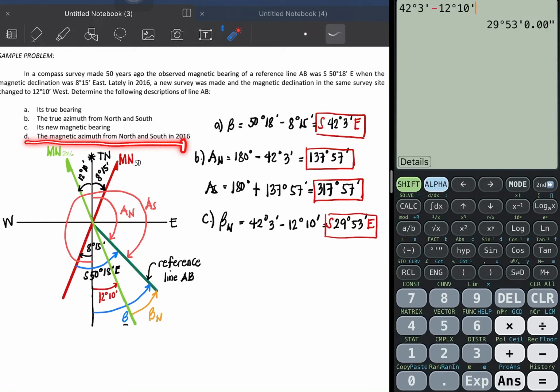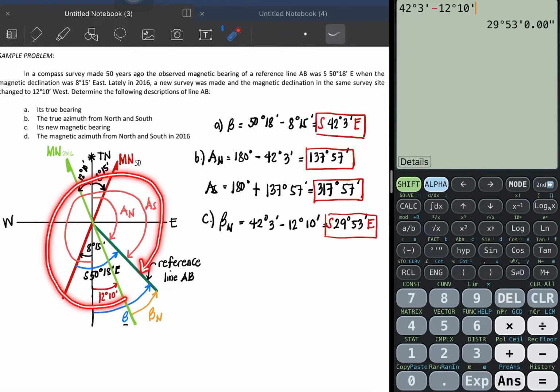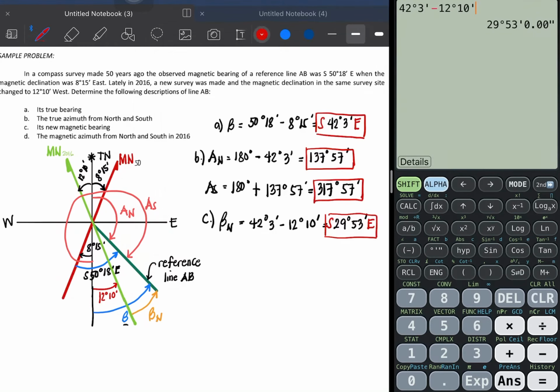And then lastly, for letter D, you have the magnetic azimuth from north and south in 2016. So you will start from the magnetic north during 2016. Magnetic north and magnetic south. So this one, let's have another color. This one, violet. So from north, you have this one, new, is from north. So that is azimuth from north, new, and then this one, azimuth from south, new.